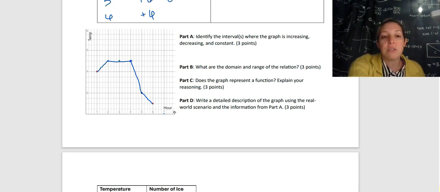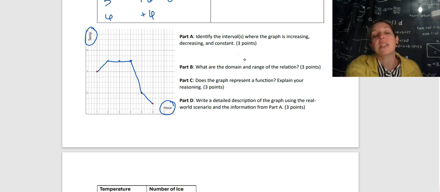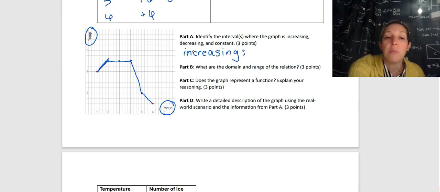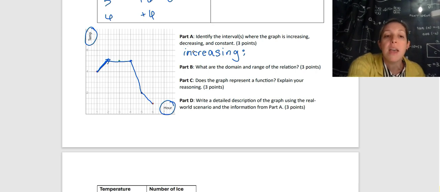So if you look carefully at this graph, we've got hours on the x-axis and temperature on the y-axis. Always look for those clues as to what's going on in your picture. So identify the intervals where the graph is increasing, decreasing, and constant. You are typing your answers in. So what I want you to do is you're going to type the word like increasing, and then you would tell me, when is this graph increasing? So if we look at our picture, increasing is when it's sloped upwards or sloping positive, and that is from 1 to 2.